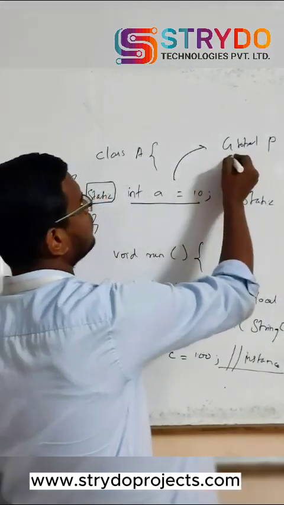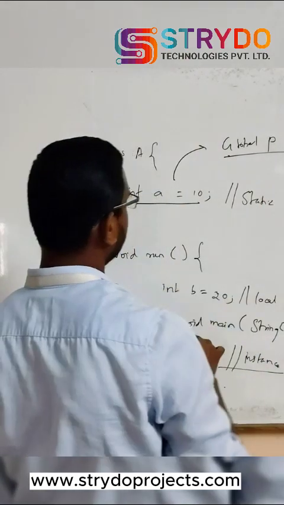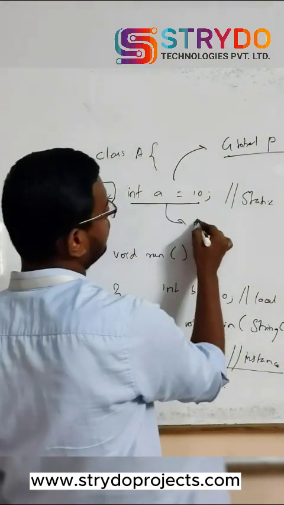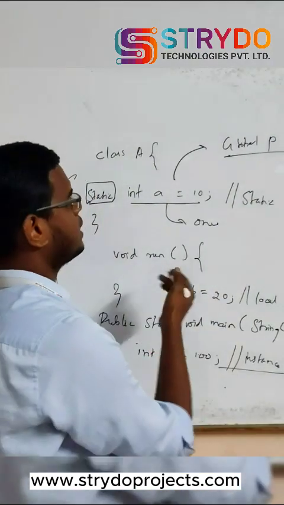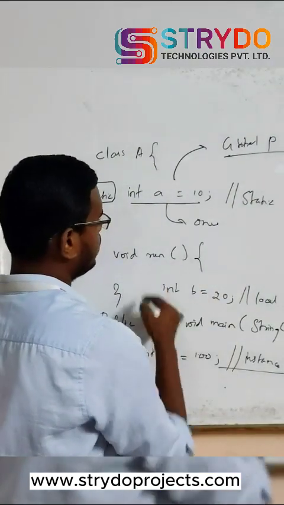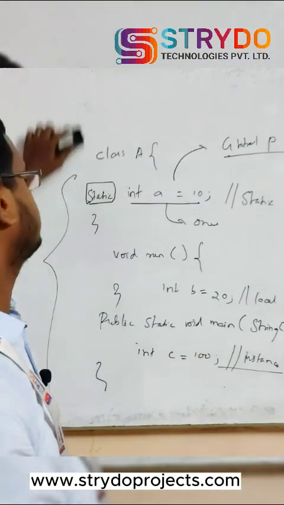Most probably, if you have declared a global variable, you can access it everywhere, and the declaration is only one time. If you declare it one time only, you can access it anywhere in the class itself. But a local variable you can access only in the method. So these are about methods and also variables.